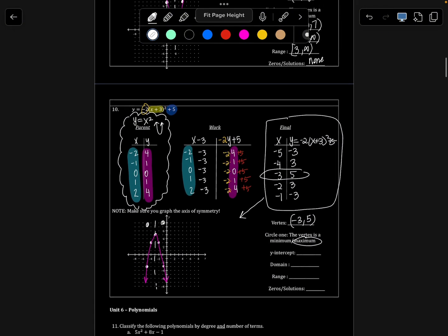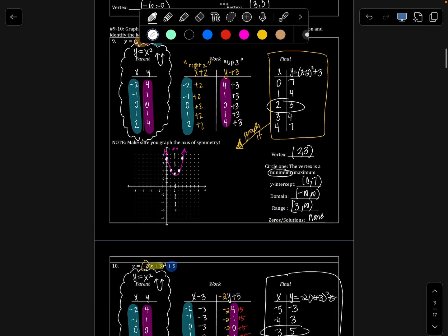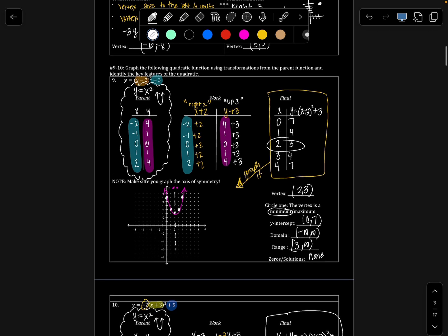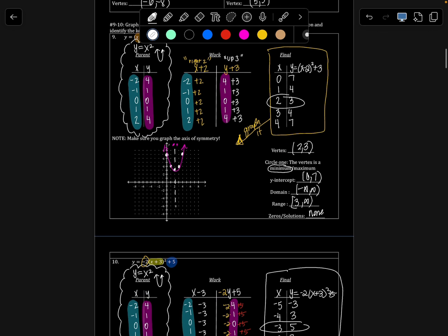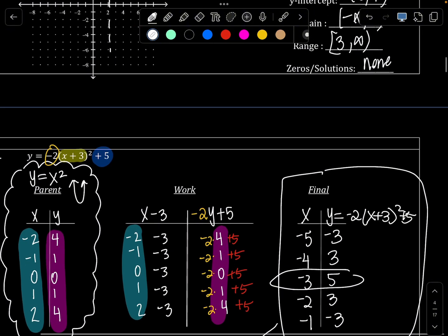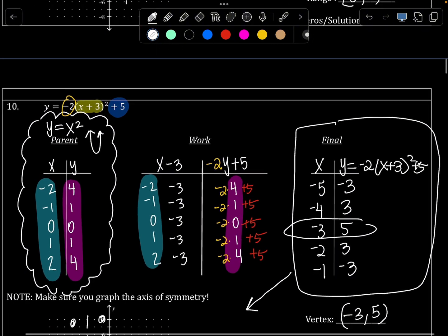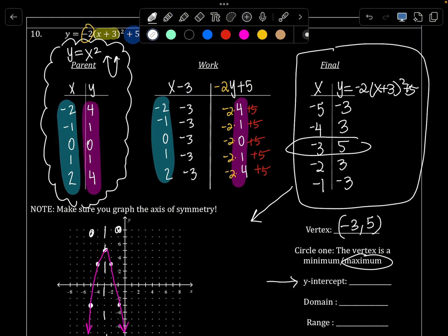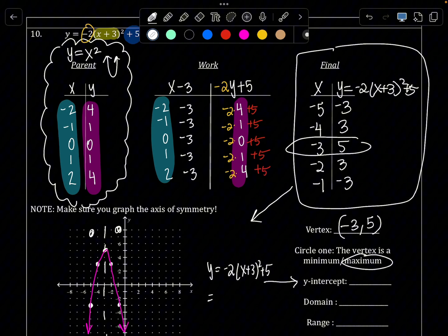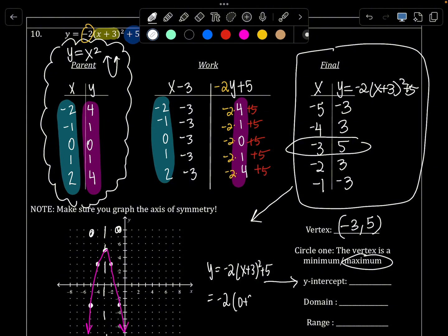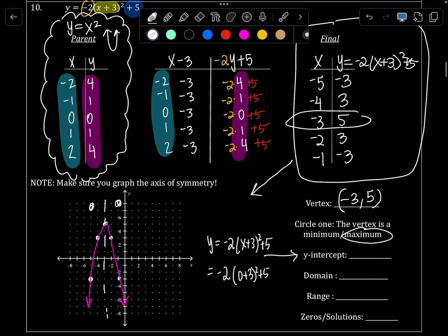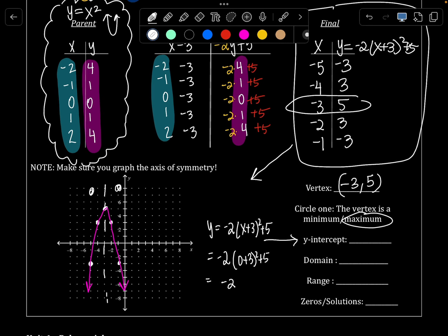And to be exact, if we were to do this, we would replace the x with 0, because for the top one, I think we should be exact. For the y-intercept, we're going to do y equals negative 2 times (x plus 3) squared plus 5. Negative 2 times (0 plus 3) squared plus 5, just replacing the x with 0. Negative 2 times 3 squared plus 5.